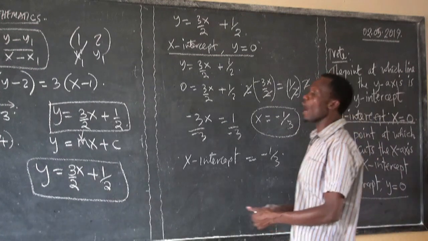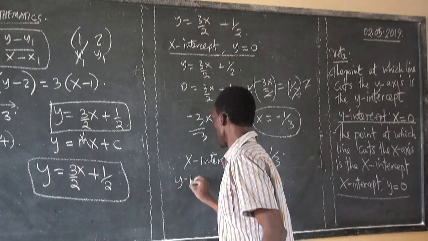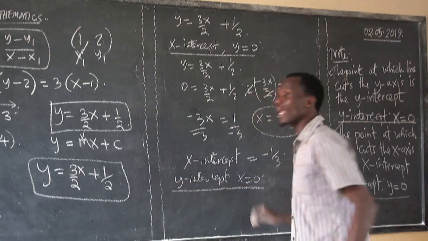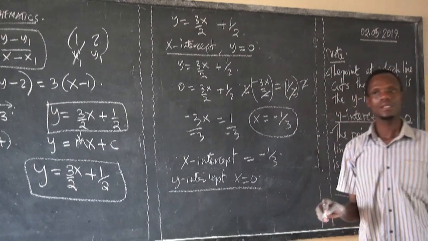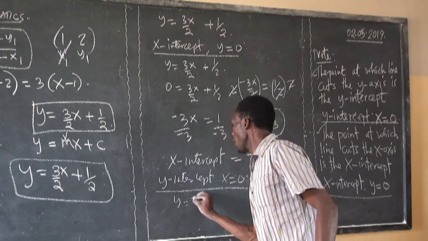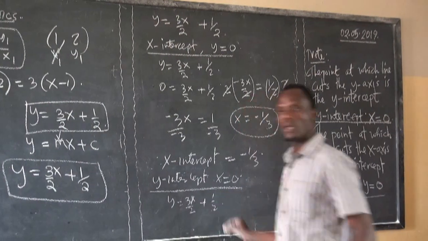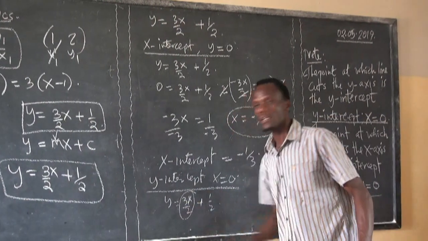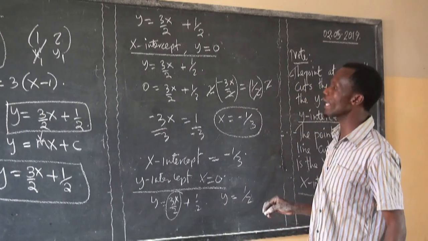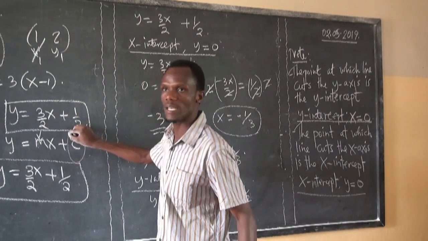But now, if we've been told to find the y-intercept, remember, the y-intercept is obtained when x is equal to 0. It means where there is x in the equation, you substitute 0. Now, from here, you have y is equal to 3x over 2 plus 1 over 2. If you put 0 here, y will be equal to 1 over 2. And that's why we say this c is called the y-intercept.